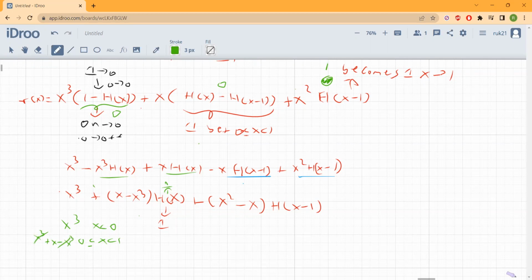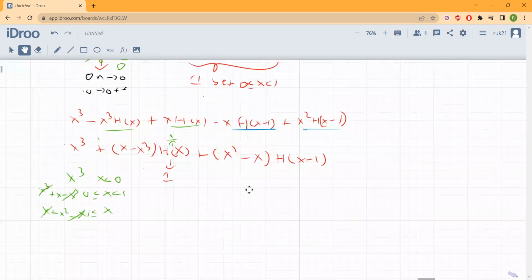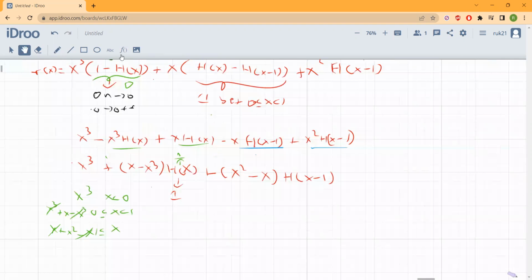X cubed and x cubed will cancel out, so we'll be left with x. Finally, when x becomes greater or equal to 1, this part of the function will get into play, and then we'll get x plus x squared minus x, but this and this will cancel out, so all we'll be left with is x squared, which, if you take a look, is exactly what we had in the beginning. So, perfect.